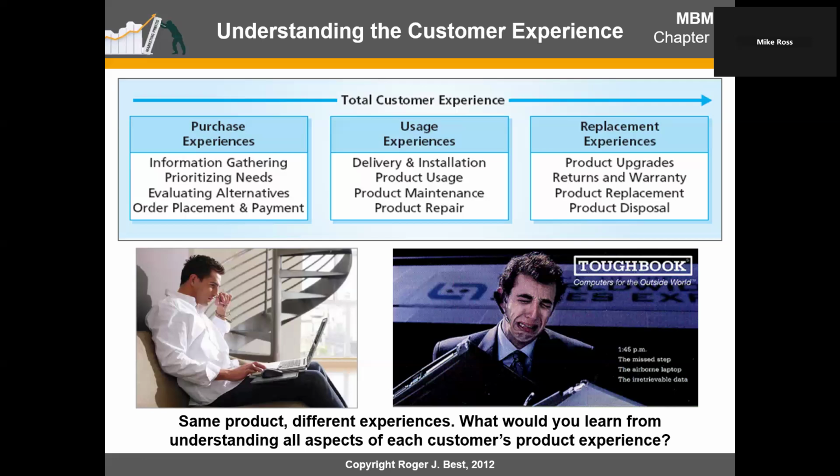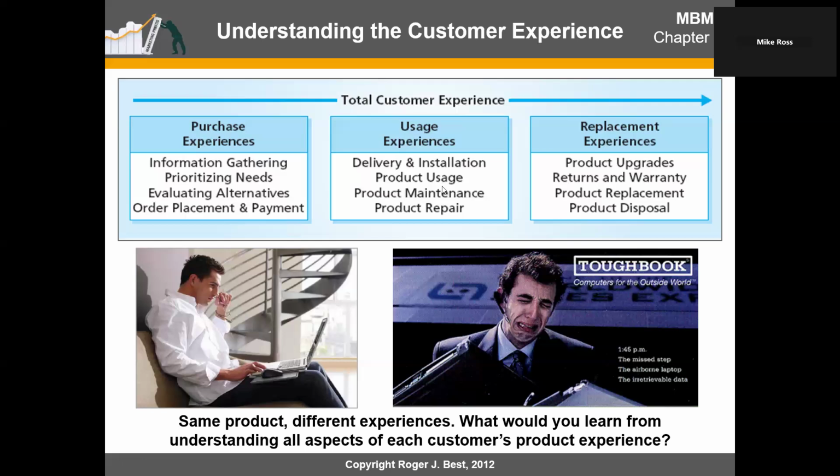You stay in your apartment, in your house, and you look on Amazon and you click and check out, and then in a very, very short period of time, you have the product that you ordered. That really changed the game for consumer purchasing, because it made information gathering, prioritizing needs, evaluating alternatives, order placement, and payment very, very easy. So that would be one component of the total customer experience.